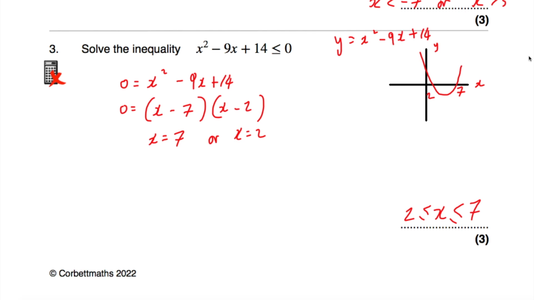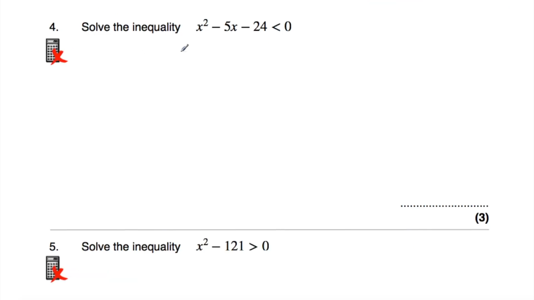Okay, let's look at our next question. Okay, so question number 4. We've been asked to solve the inequality x squared minus 5x minus 24 is less than 0. So what we're going to do is sketch the quadratic y equals x squared minus 5x minus 24. So let's sketch that quadratic to begin with.